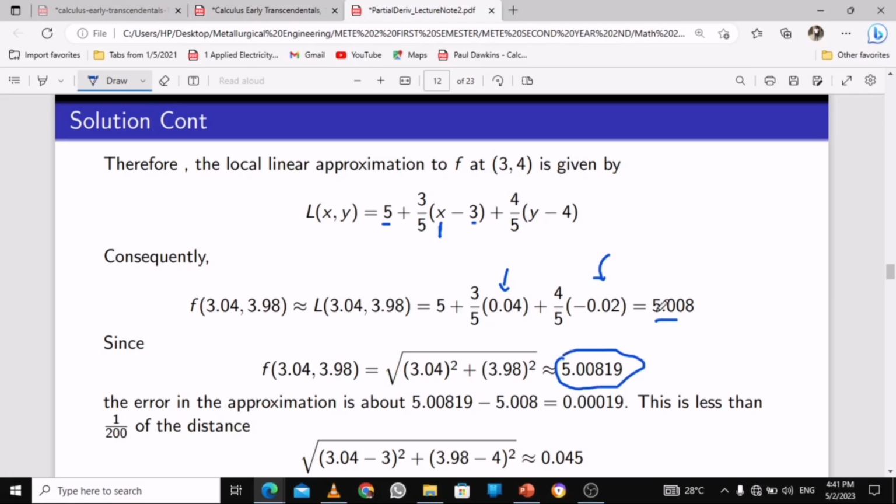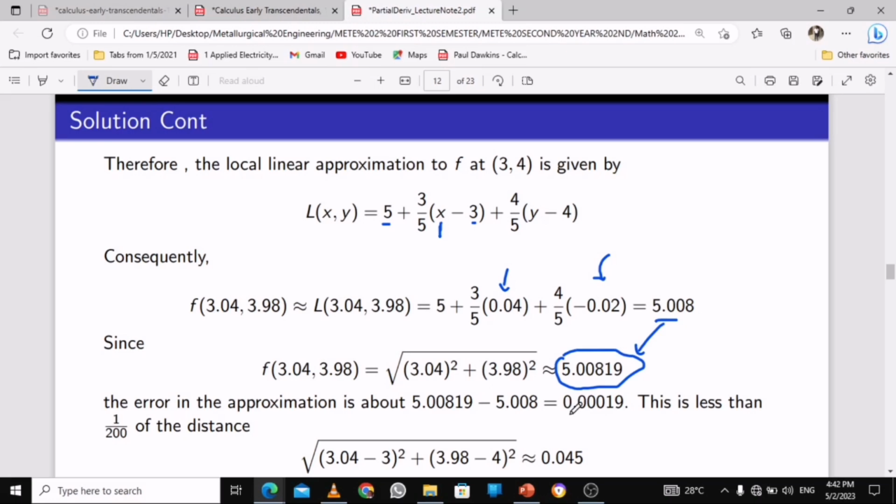In this case, we are just going to subtract the local linear approximation from the function value, that is, the value we approximated and inserted into the function given to us. And at the end, as they've done here, you're going to get that the error is 0.00019, which is less than 1 over 200 of the distance, right?